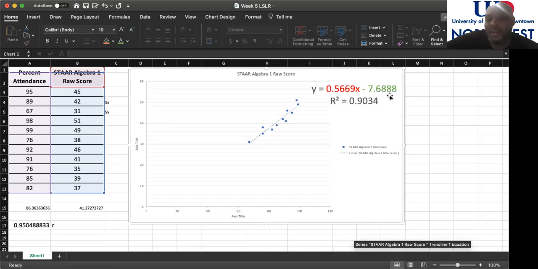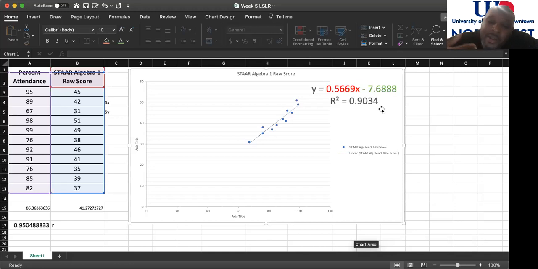Well, can you do that? No. You can't score negative 7.688. You can probably only score a 0. But that's what kind of effect it has on you. So the y-intercept tells you what happens if x is 0, or where you start. When our percent attendance is 0, we're going to score a negative 7.688 on this test.